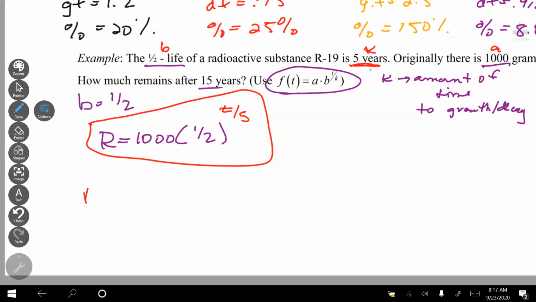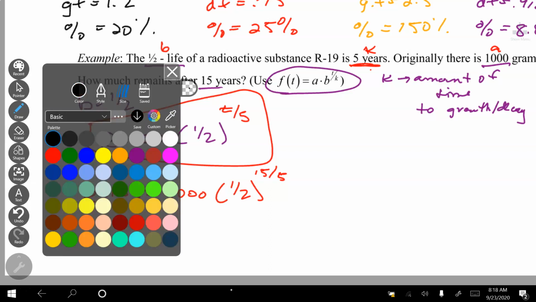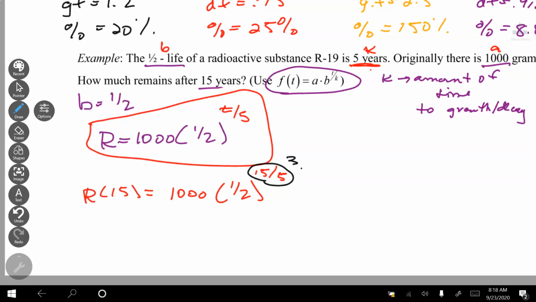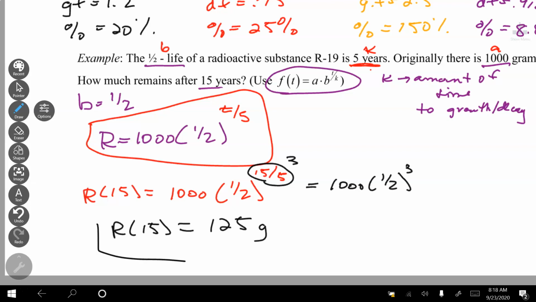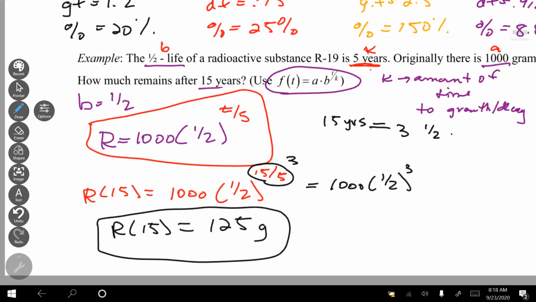If I want to know for 15 years, I just plug in 15, I get a half to the 15 over 5, and I plug this in the calculator. I have to do this part first. That's just 3. And I do this all, I get 125, and the units are grams. 15 years will equal 3 half-life cycles.